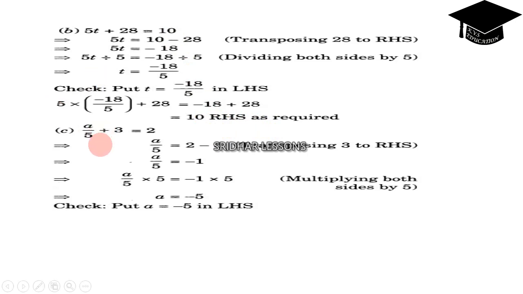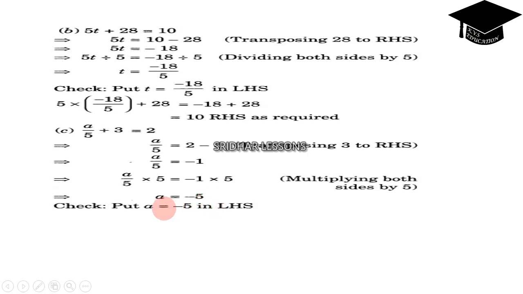Question number C. a by 5 plus 3 is equal to 2. So we can transpose this 3 to the right hand side. So a by 5 is equal to 2 minus 3. That means a by 5 is equal to minus 1. Since we have division here, we can multiply both sides by 5. So a by 5 into 5 is equal to minus 1 into 5. Upon cancellation of 5 and 5, a is equal to minus 5.